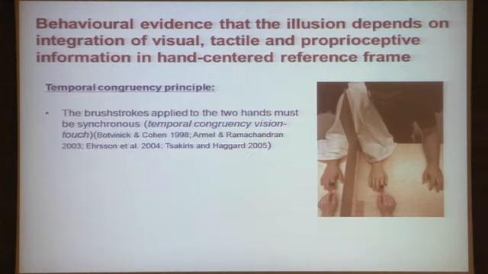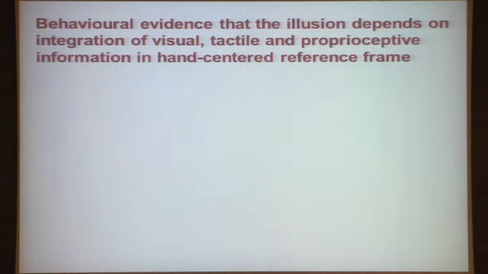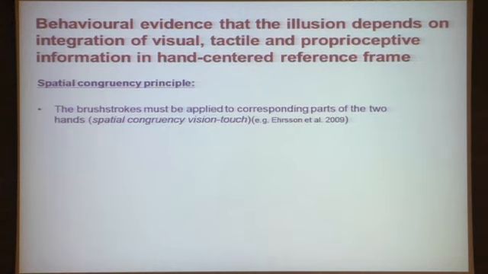So I told you about the temporal congruency principle, right? The signals must happen at the same time. The illusion doesn't work if you touch the rubber hand and the real hand out of phase, out of sync, alternatingly. Then it is just a piece of rubber and your real hand is behind the screen. That is very similar to the temporal congruency principle in multisensory integration. Longer temporal delays break the illusion, which is also consistent with the idea that this involves multisensory integration.